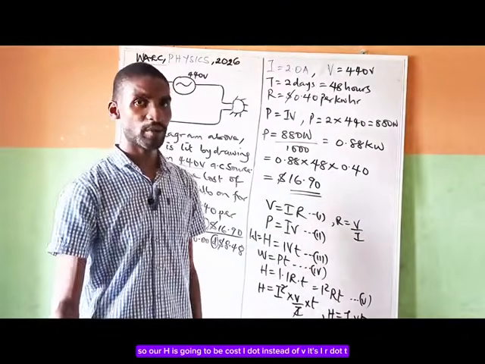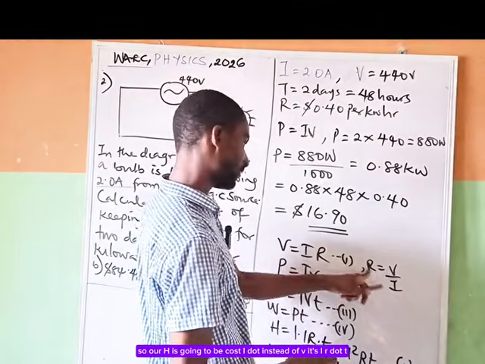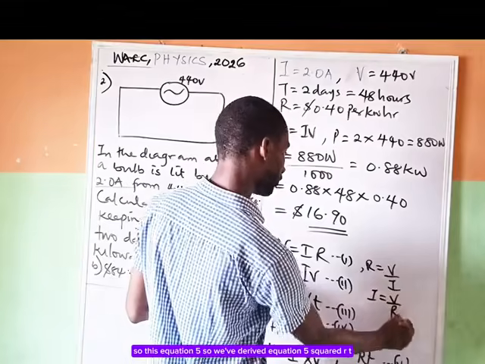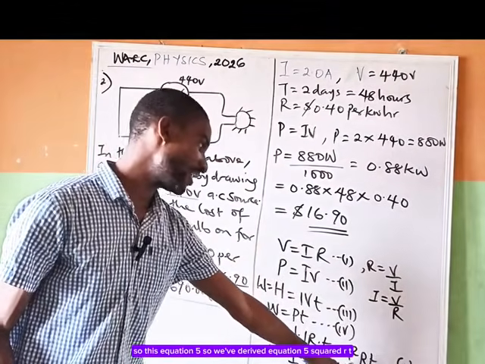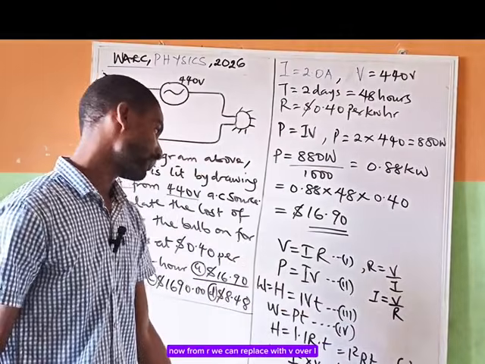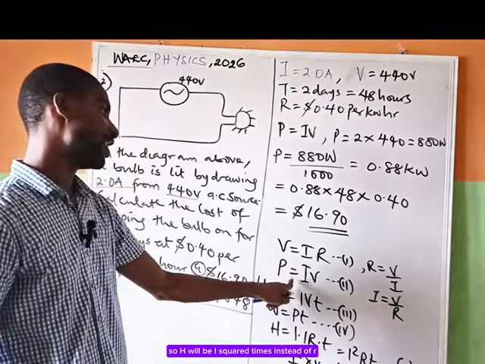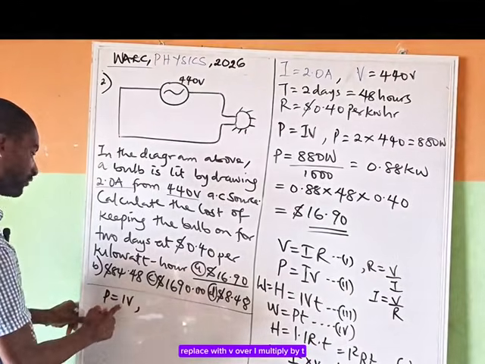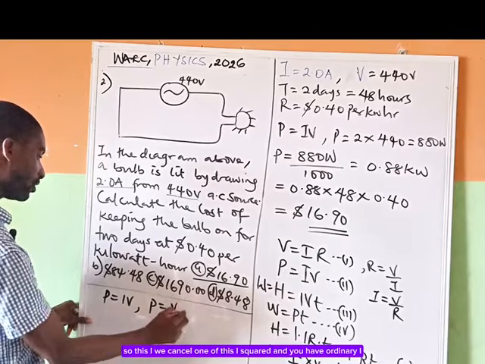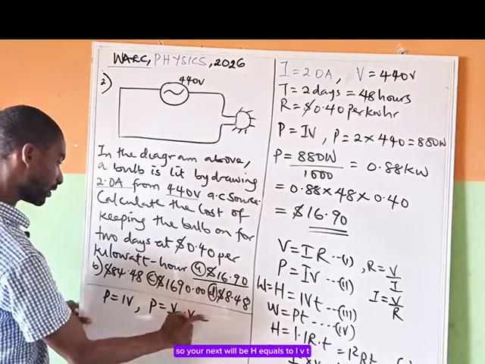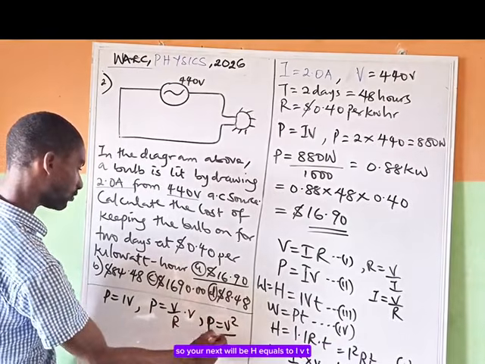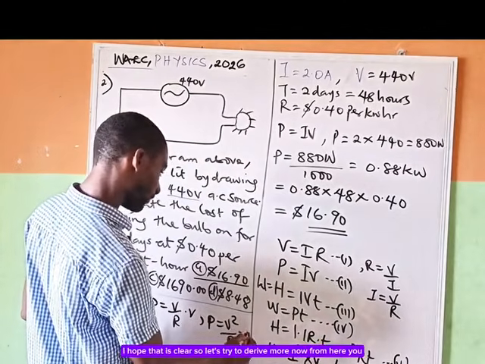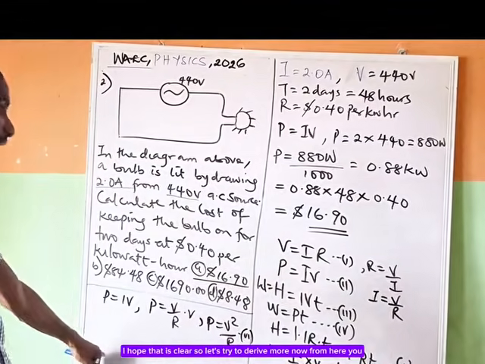So let's try to derive more. Now from here, you recall that V equals IR. If I make I the subject of the formula, I will be what? V over R. So if I is V over R, I can replace any of this I with V over R. So if I replace from here, P equals IV, replacing I with V over R, P will be what? V over R times V. And that will be what? P equals V squared over R. That is another equation. So let's label that equation 6. V squared over R.